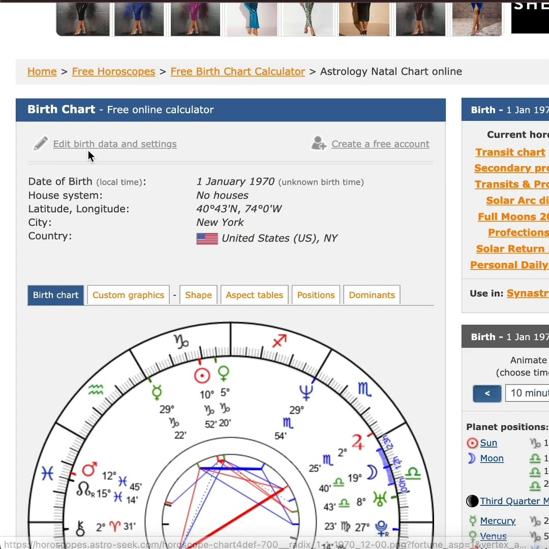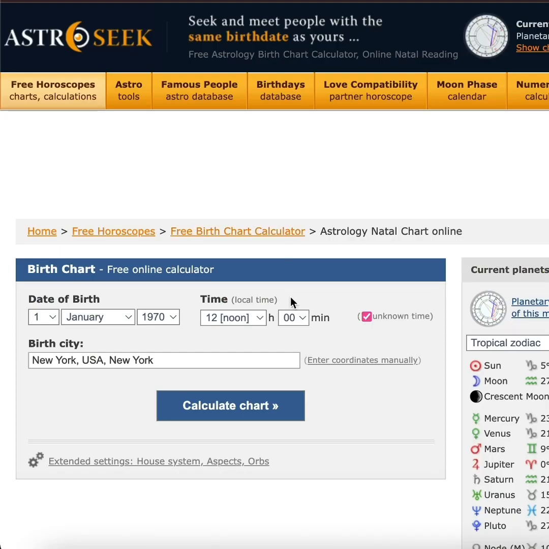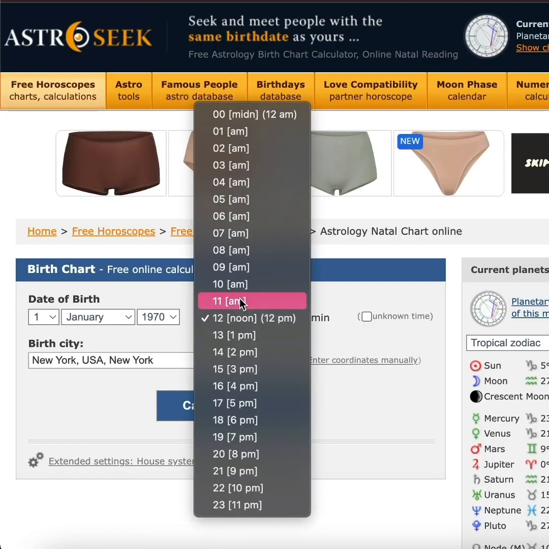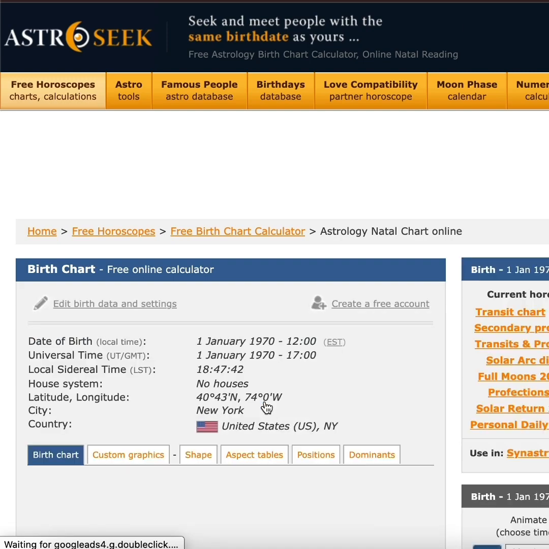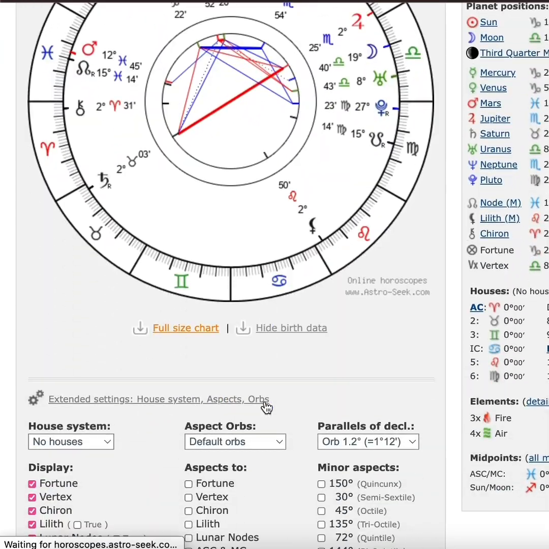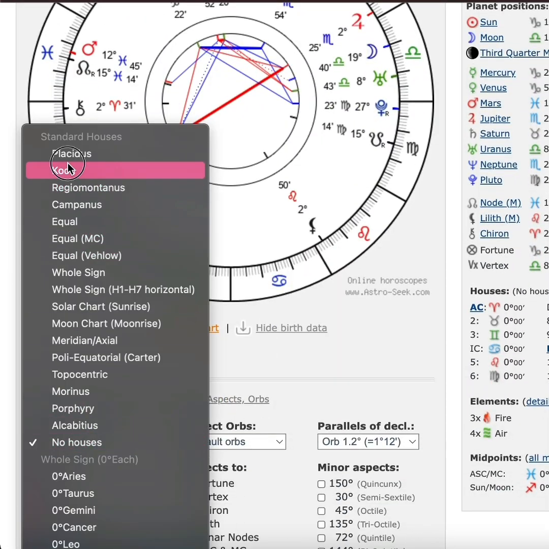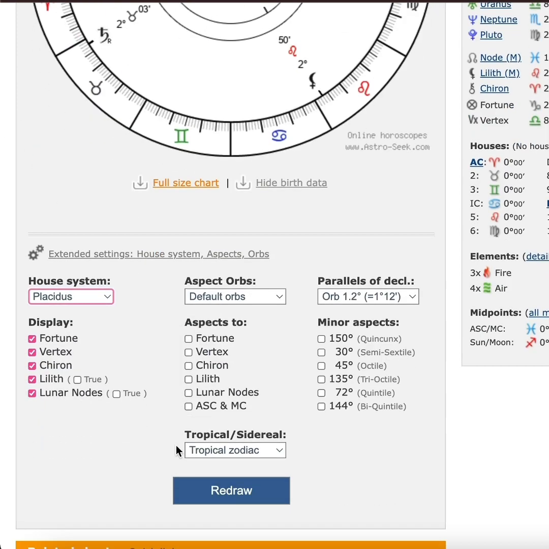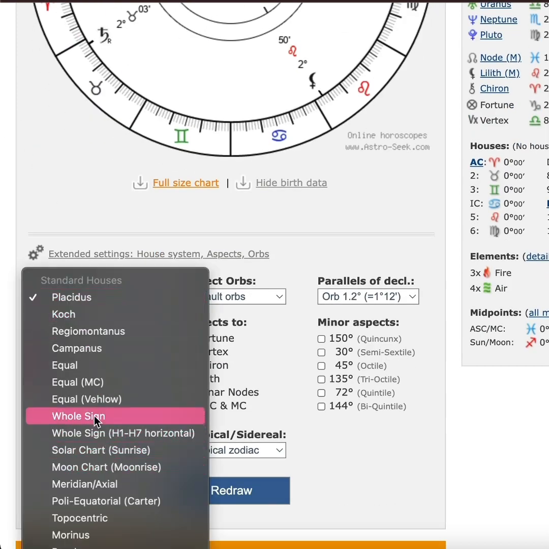Now, for those that do have their time of birth, you're going to click unknown. Let's say you were born at 12 o'clock in the afternoon. Let's just say you want to put Placidus, okay? Or for instance, you want to put Placidus first.